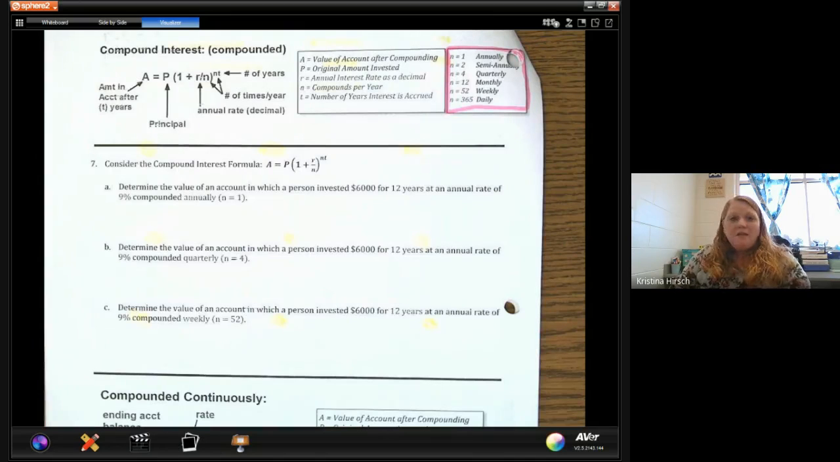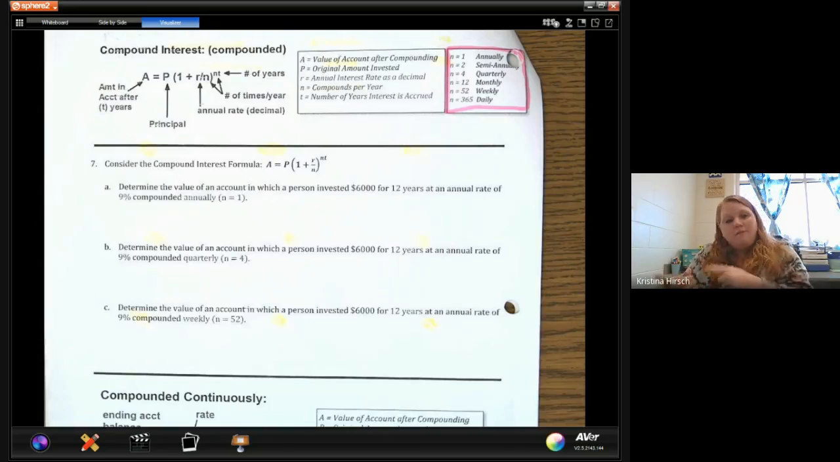But nonetheless, I put my money into a savings account. How that bank compounds it is going to be important, because I want to make as much interest as I can. Interest is money that I'm getting back, extra money for me.